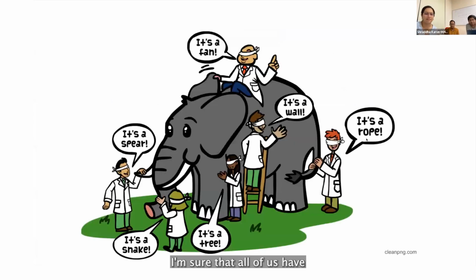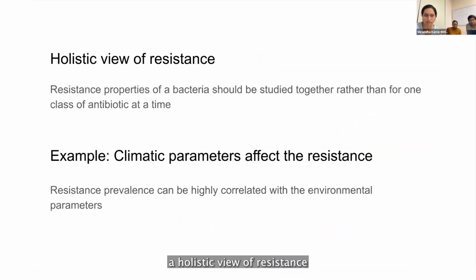I'm sure that all of us have heard the story of the elephant and the blind men, where every person is trying to touch a different part of the elephant and trying to gauge what it is that they are trying to comprehend. And I think this is the bottom line of the approach that we are proposing to analyze the antibiogram data, where we say that we need to take a holistic view of resistance now.